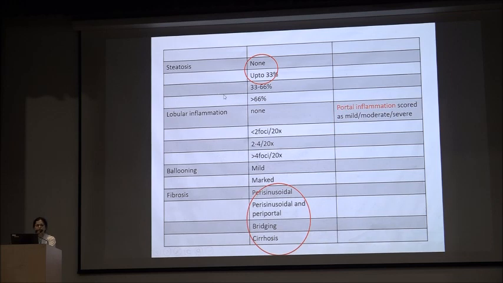The most important points to note in this grading were that they did not differentiate between a score 0 and a score 1 steatosis. Any steatosis up to 33% was put as score 1 steatosis or mild steatosis. They included portal inflammation along with lobular inflammation within the score, and the fibrosis was just categorized into perisinusoidal plus periportal, bridging and cirrhosis.